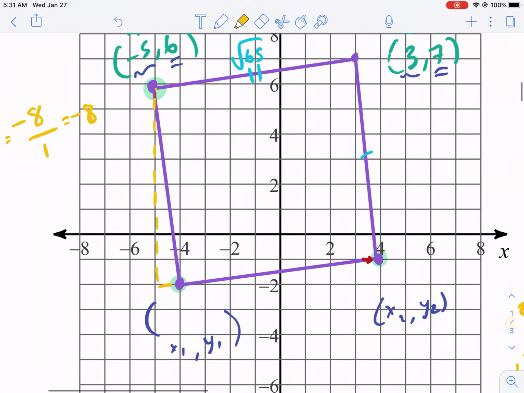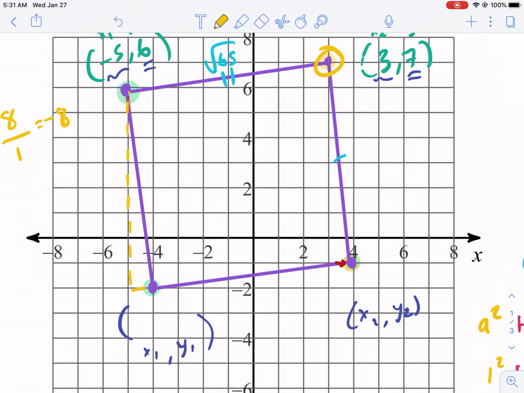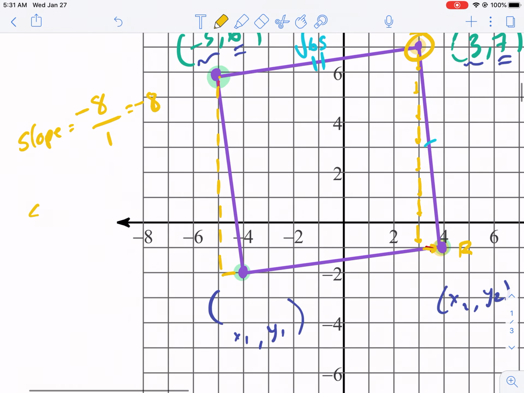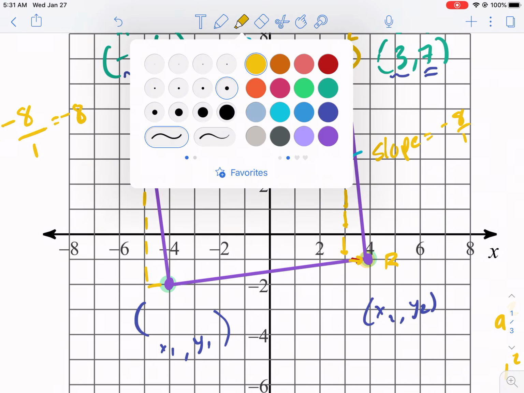Now I need to compare it to this side. How does this side compare? Well, from this point, I always like starting on the left point and then moving to the right, just like I read left to right. So I go down 1, 2, 3, 4, 5, 6, 7, 8. Now I'm even with it, and I go over 1 unit. So again, I got slope equals negative 8 over 1. I went down 8 over 1. Well, what does that mean? It means that these 2 slopes are parallel.